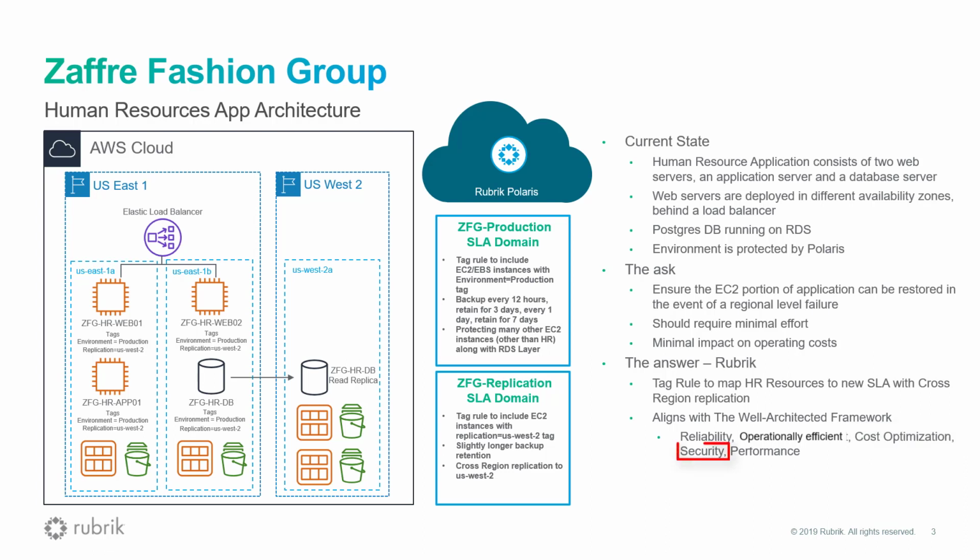Fourth is security. Data needs to remain immutable and safe from external threats. And finally, we have performance. We're enabling recovery using data in the remote AWS region, and we're also doing that within the defined application owner's SLA. So as much as I love talking about what we're going to do and telling you how it works, I love showing you even more. So let's jump into Zafra's environment and get this all configured.